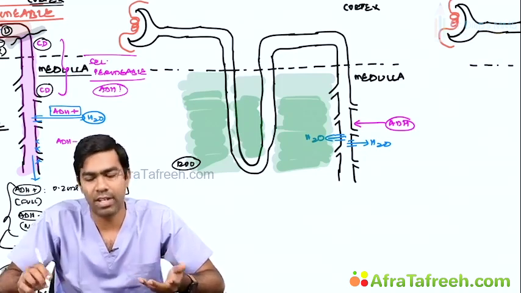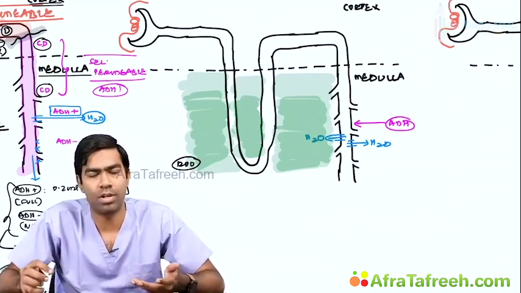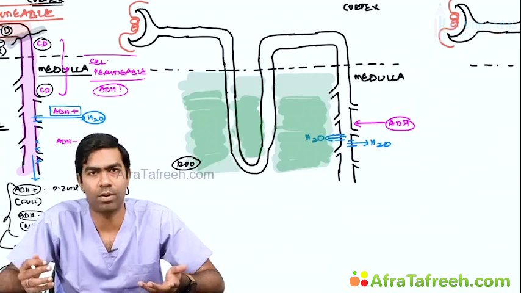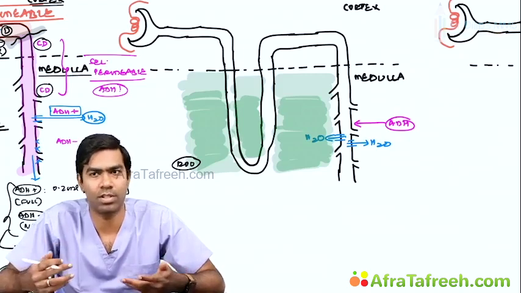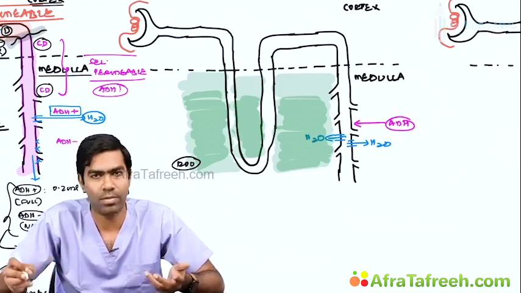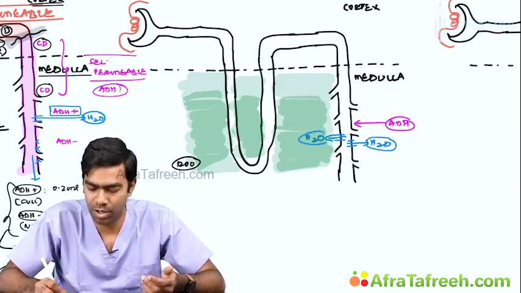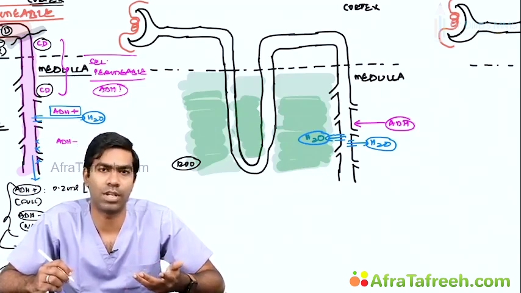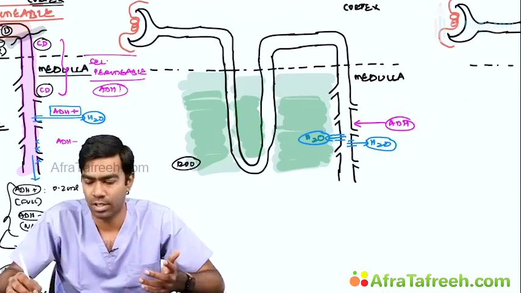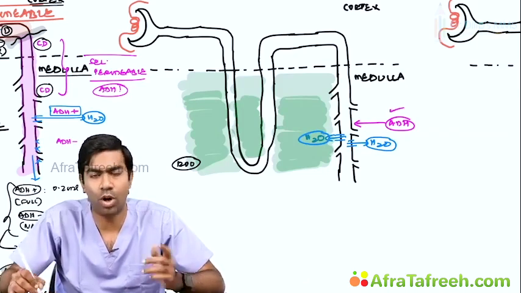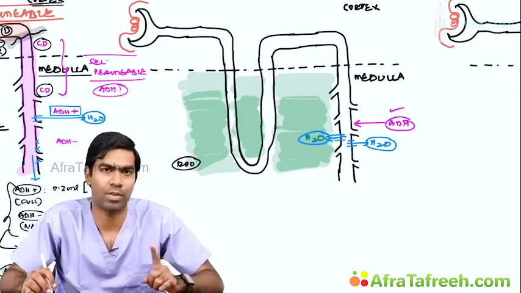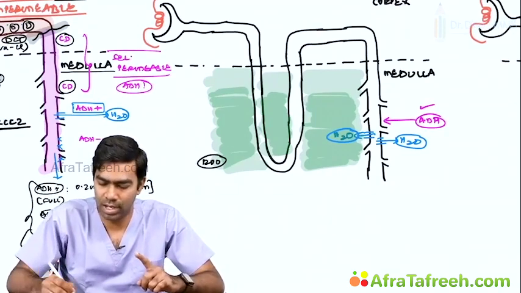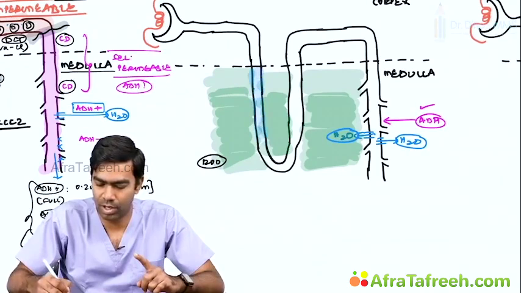And this is a very, very important principle to absorb water from anywhere in the tubule. It's very important, especially for concentrating the urine. What I'm trying to tell is that for absorption of water from the distal portions of the nephron through the action of ADH, you need ADH, but you also need this medullary interstitial hyperosmolarity to exist.